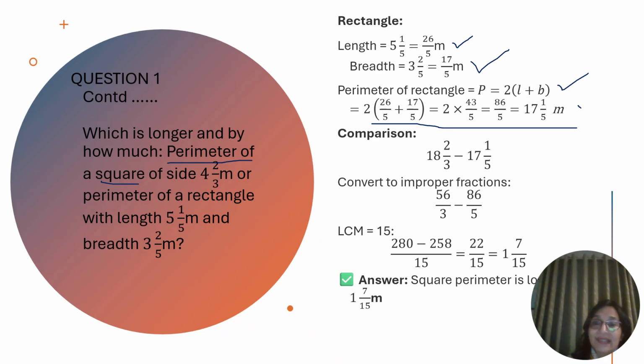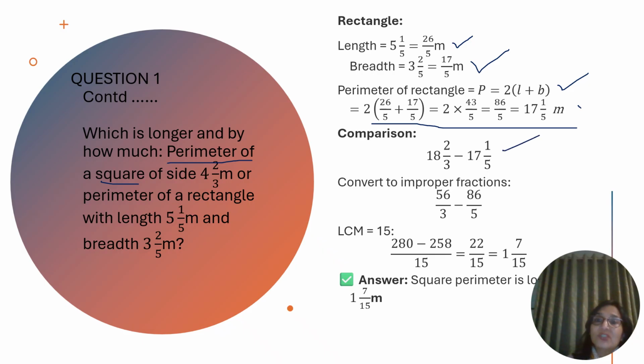Now, what is exactly asked in the question? You need to read the question carefully. Which is longer and by how much? So that means you have to do the comparison. So here, whatever the values you have got, after calculating the perimeter of a square and the perimeter of a rectangle, you need to subtract it.